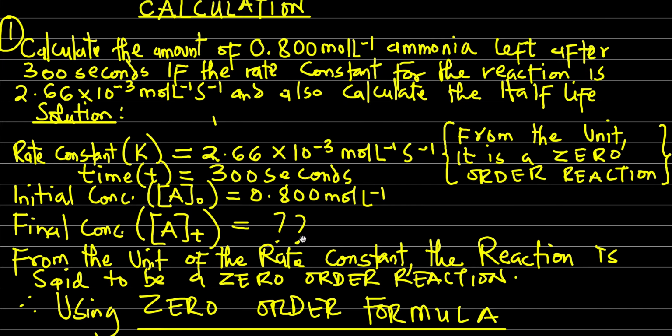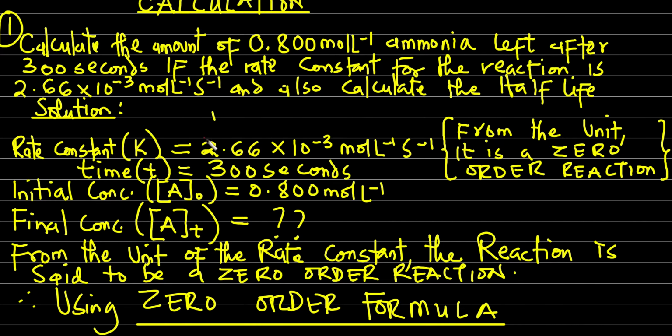Welcome back. We're going to be looking at the calculations that are possible for various orders of reaction. I had earlier jotted out the questions to make it very easy for all of us. So if you look at this question here, they said calculate the amount of 0.8 mole per liter ammonia left after 300 seconds if the rate constant for the reaction is 2.66 times 10 raised to the power minus 3 mole per liter per second, and also calculate the half-life.